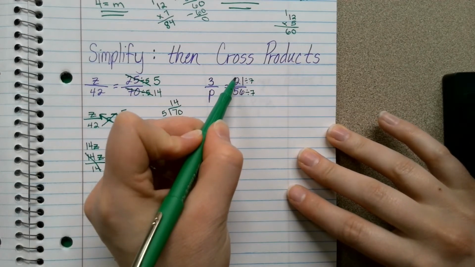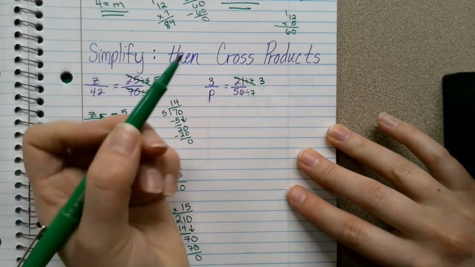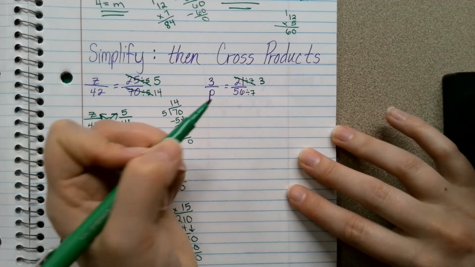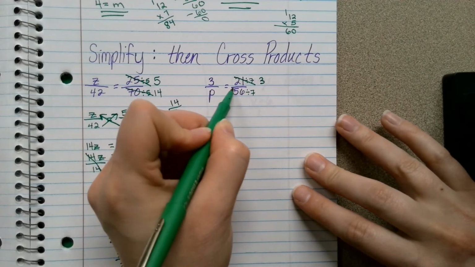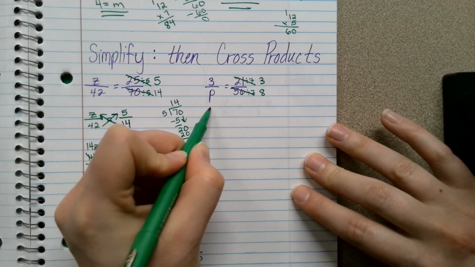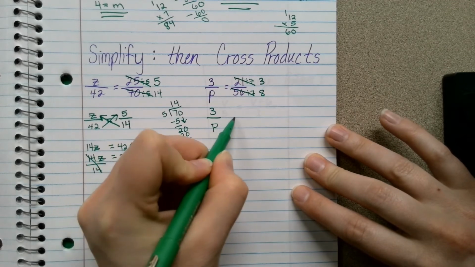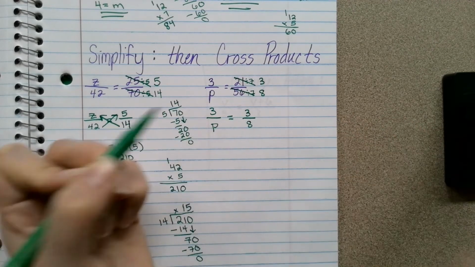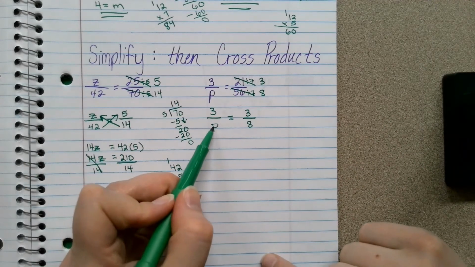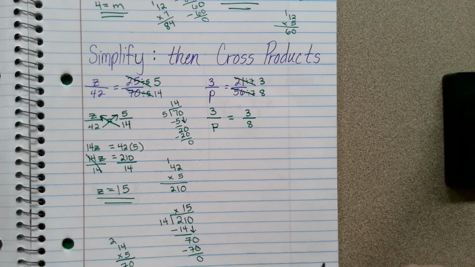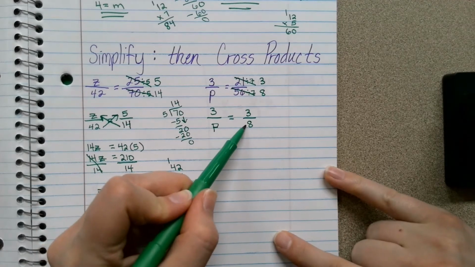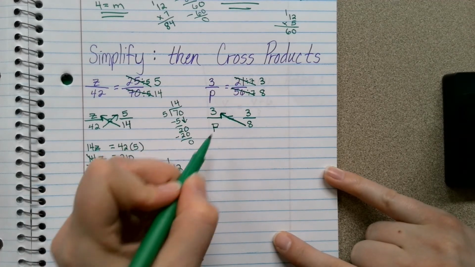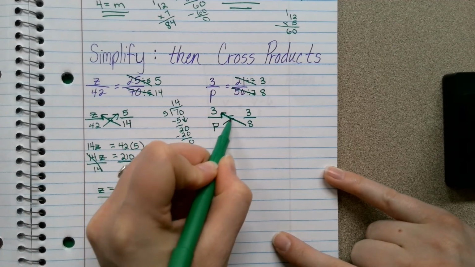When doing that, 21 divided by 7 gives us 3. 56 divided by 7 gives us 8. So now we have 3p is equivalent to 3/8. You may notice something similar. However, we're still going to use our cross products just to practice the strategy, multiplying diagonally.